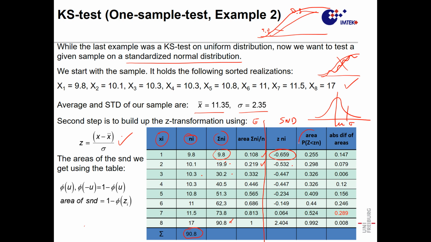You have the theoretical part, and you have your empirical part, and what you do is take the subtraction between them. So 0.255 minus 0.18 gives you 0.147. And again, this one minus this one gives you this one, and so on and so forth. And finally, once you have that, you look at which one is the larger difference, and the larger difference is this. So 0.289. So far, so good.